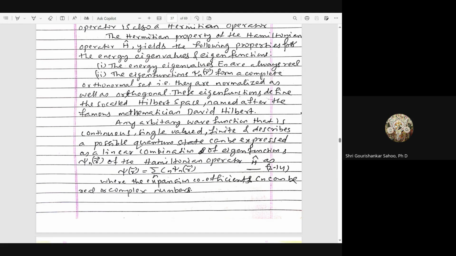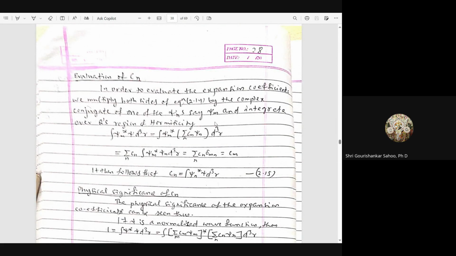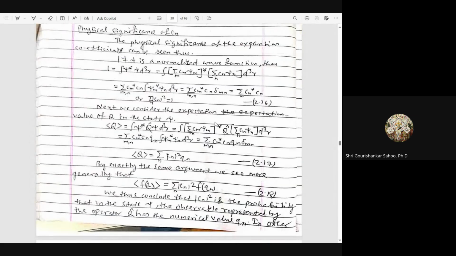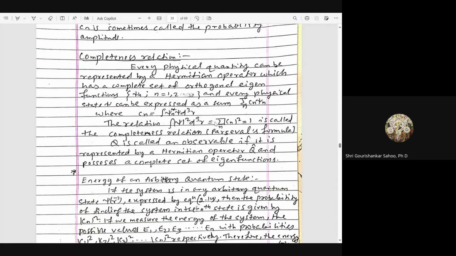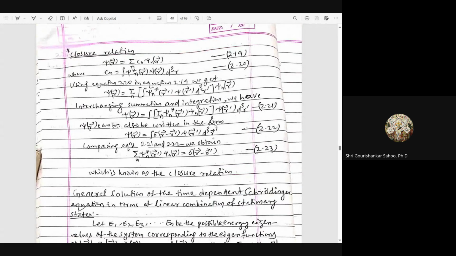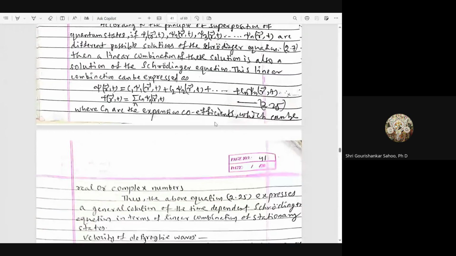And any arbitrary wave function that is continuous, single-valued, finite, and describes a possible quantum state can be expressed as a linear combination of eigenfunctions psi n of the Hamiltonian operator H cap, as psi is equal to summation over n of Cn psi n, and Cn is called the expansion coefficient. You can evaluate Cn as shown on the screen, the integration of psi n star psi d tau, and the physical significance of Cn is shown here. Then the completeness relation, energy of arbitrary quantum states, then the closure relation, and the general solution of the time-dependent Schrodinger equation in terms of a linear combination of stationary states.